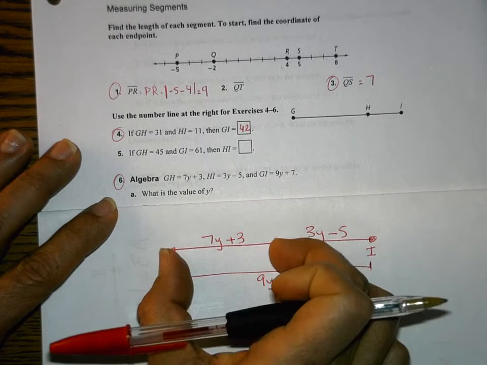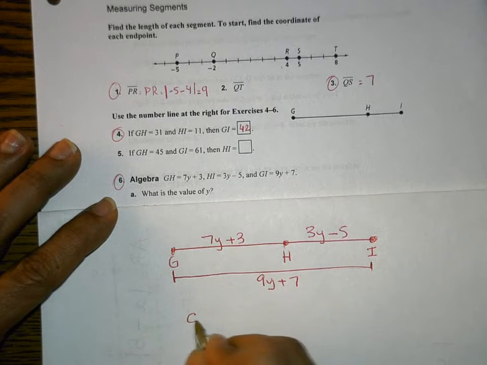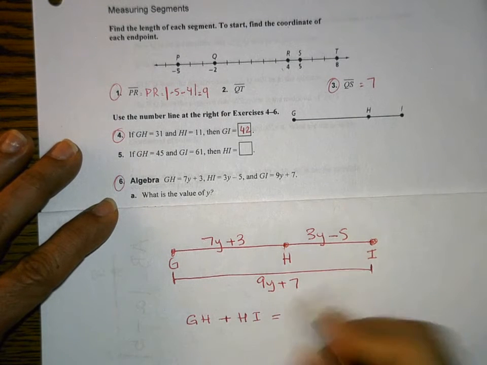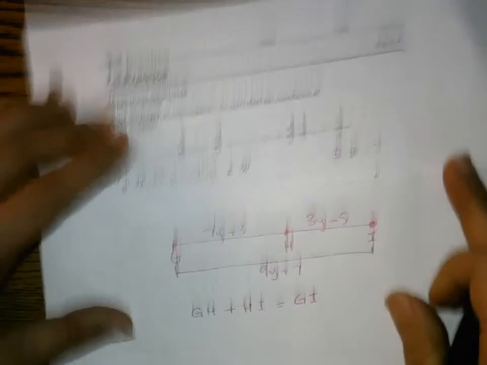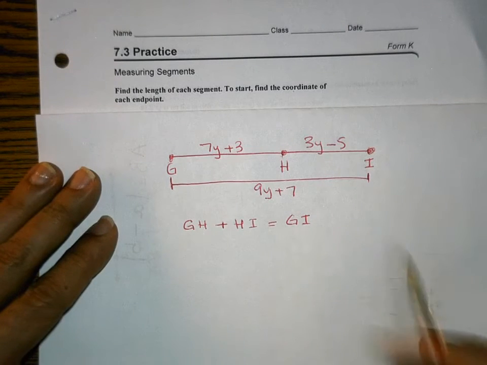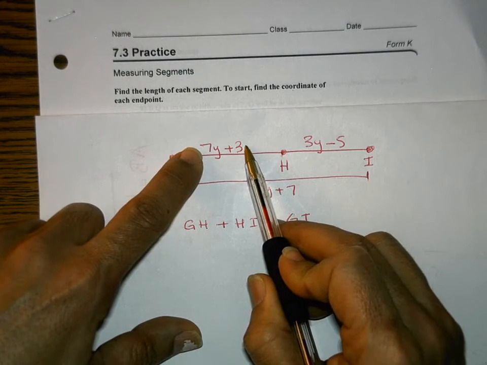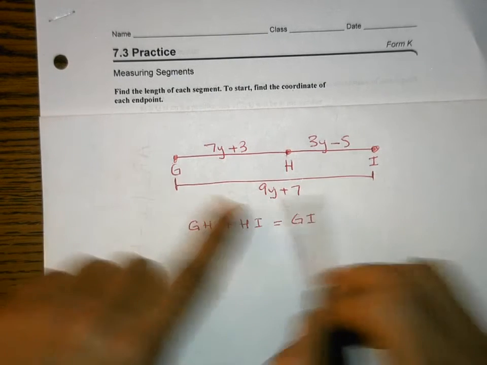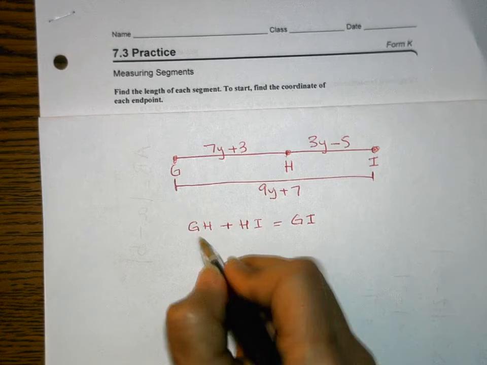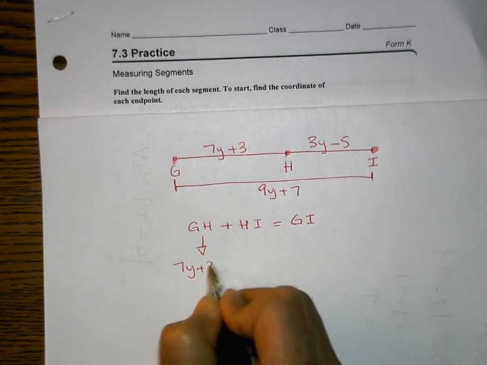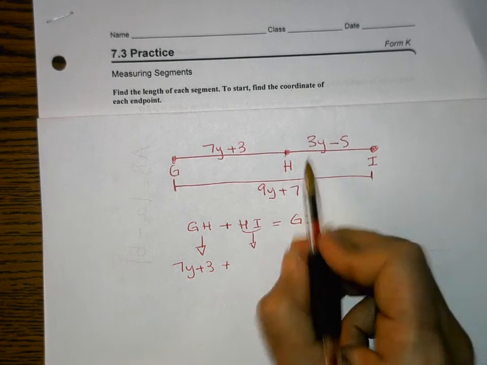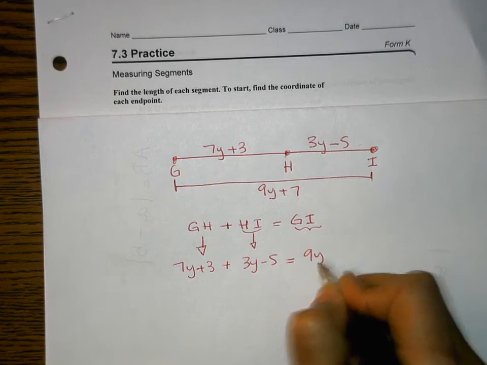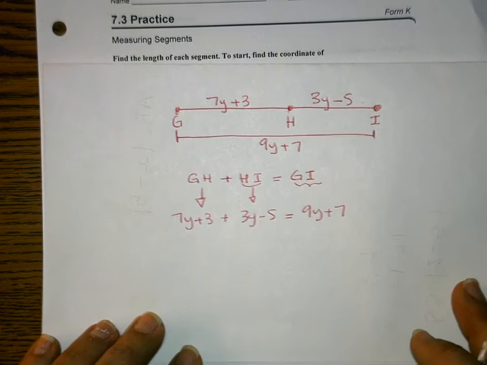Well, I know that if I grab the segment GH plus the segment HI, it will be equal to the whole thing, which is from G to I. So I have the segment from G to H, which is 7y plus 3, and from H to I, which has its own algebraic expression, 3y minus 5, but together it makes 9y plus 7. So let's see if it's true. In the place of GH, I'm going to put 7y plus 3 plus, in the place of HI, 3y minus 5, and that's going to equal from G to I all the way, which is 9y plus 7. Now we just need to combine them and solve for y.